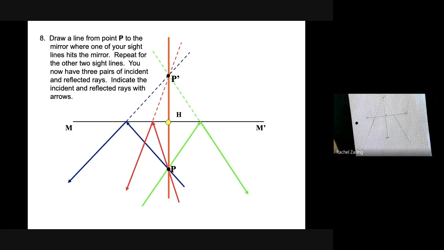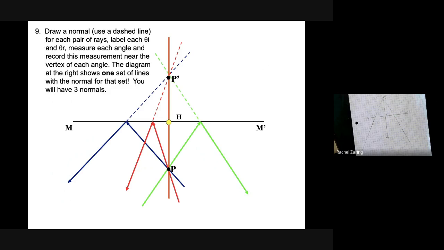You're going to then indicate, you don't have to write it on there, but if it helps you, you can, which is the ray of incident and which is the reflected ray. A reminder, the incident rays come from the object into the mirror, and reflected rays go out from the mirror out to where your eyeball was. So the direction of the arrow indicates whether or not it was incident or reflected.